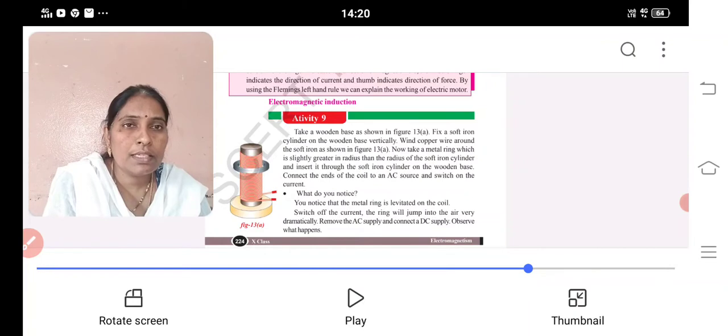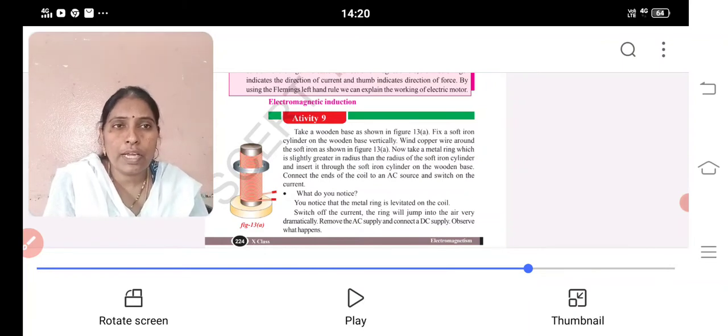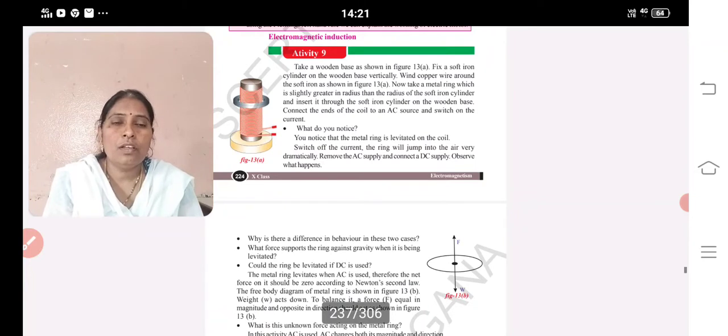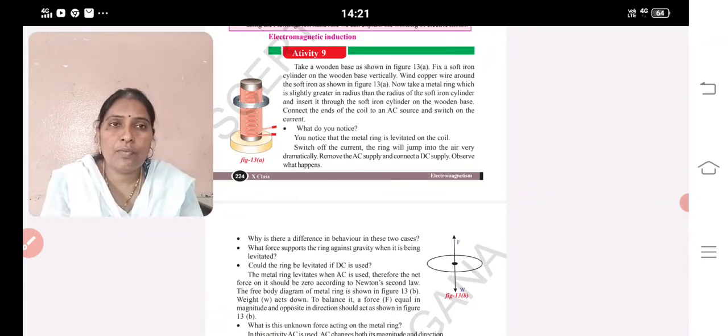On the wooden base, connect the ends of the coil to an AC source which supplies the current. What do you notice? You will notice that the metal ring is levitated on the coil. Switch on the current. Switch off the current. The ring will jump into the air very dramatically. Replace the AC plug with a DC plug. Observe. Why is there a difference in behavior between the two cases?